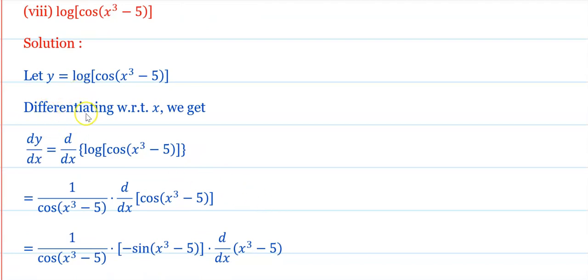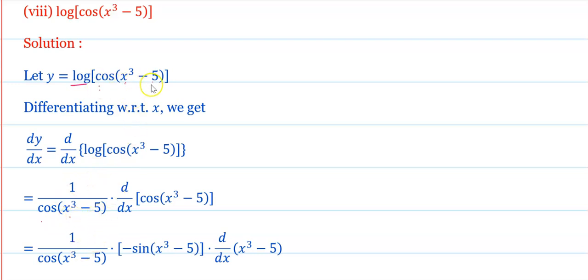Y is equals to log of cos of (x cube minus 5). तर प्रत्येक प्रश्नामध्ये in every question you must know the first function. Which is the first function? Log. And what is the derivative of log of x? Is 1 upon x. Similarly, the derivative of log of cos of x cube minus 5, its first derivative is 1 upon cos of x cube minus 5.